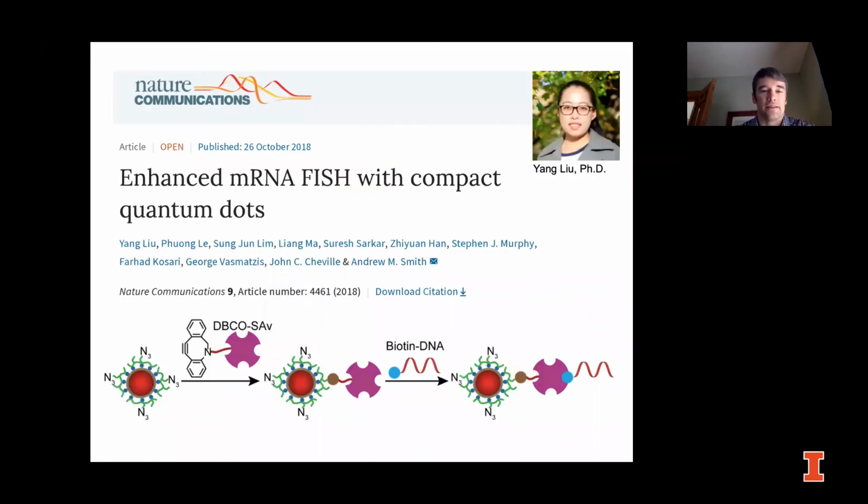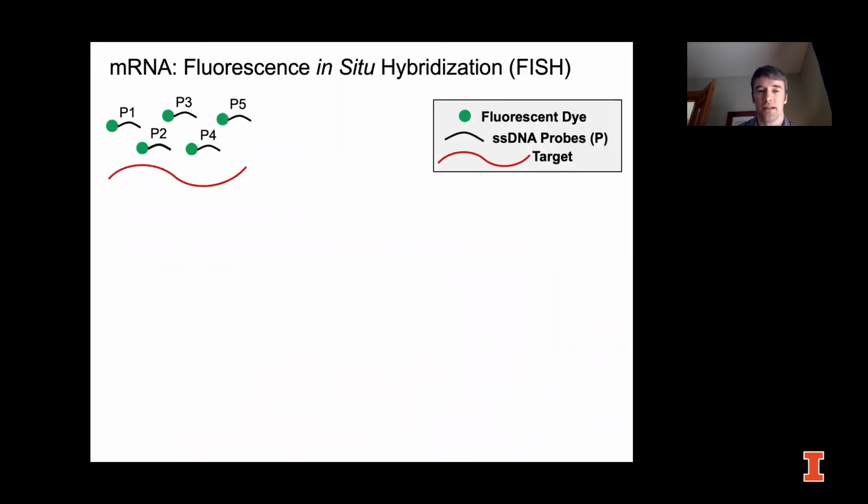Another application for this is trying to, again, detect RNA in cells, but this time do it at the single molecule level. This work was led by Yang Liu, who now has a faculty position in China. The goal of this is to use quantum dots in the context of FISH. FISH is a field that's been around for more than 50 years. If you've taken a class in the biological sciences where you talked about biological analysis, you probably talked about FISH. It's fluorescence in situ hybridization.